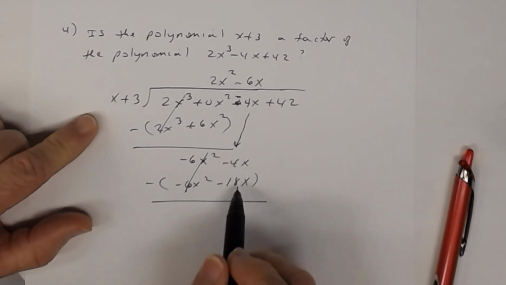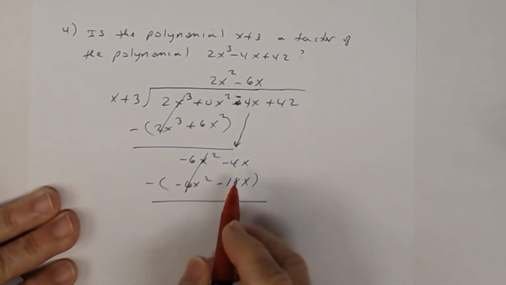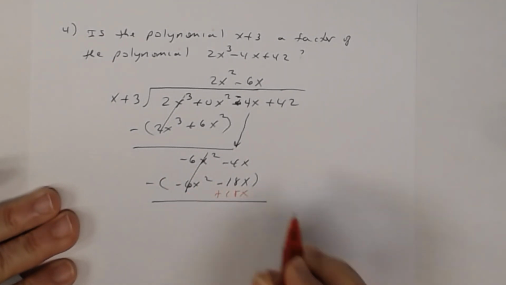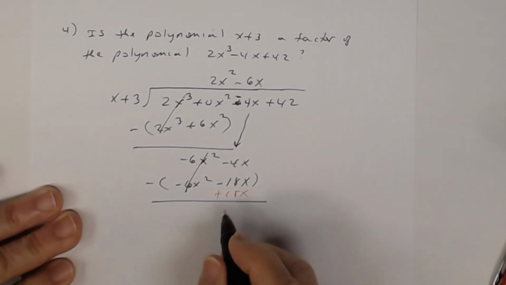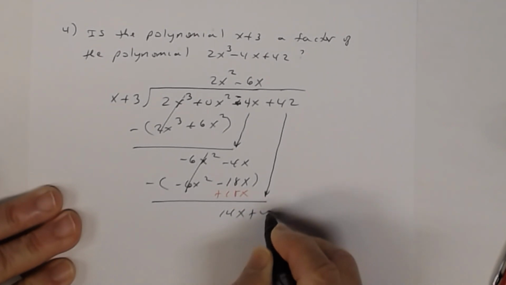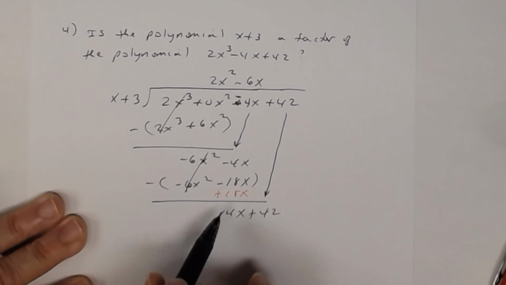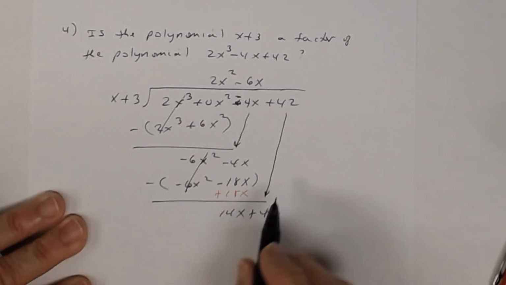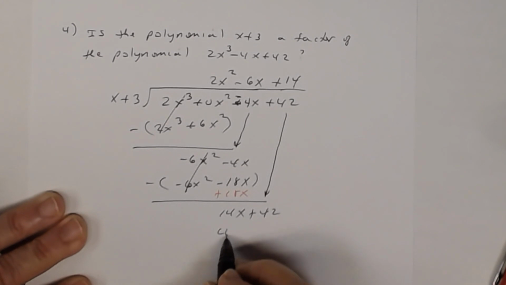Negative 4x subtract a negative 18x. So if you need to rewrite this, subtract a negative 18x as add 18x, then you do that. Negative 4x and 18x is 14x. Write on the next term. I can continue on because the degree here is 1, the degree here is 1. 14x divided by x is just 14. 14 times x is 14x.